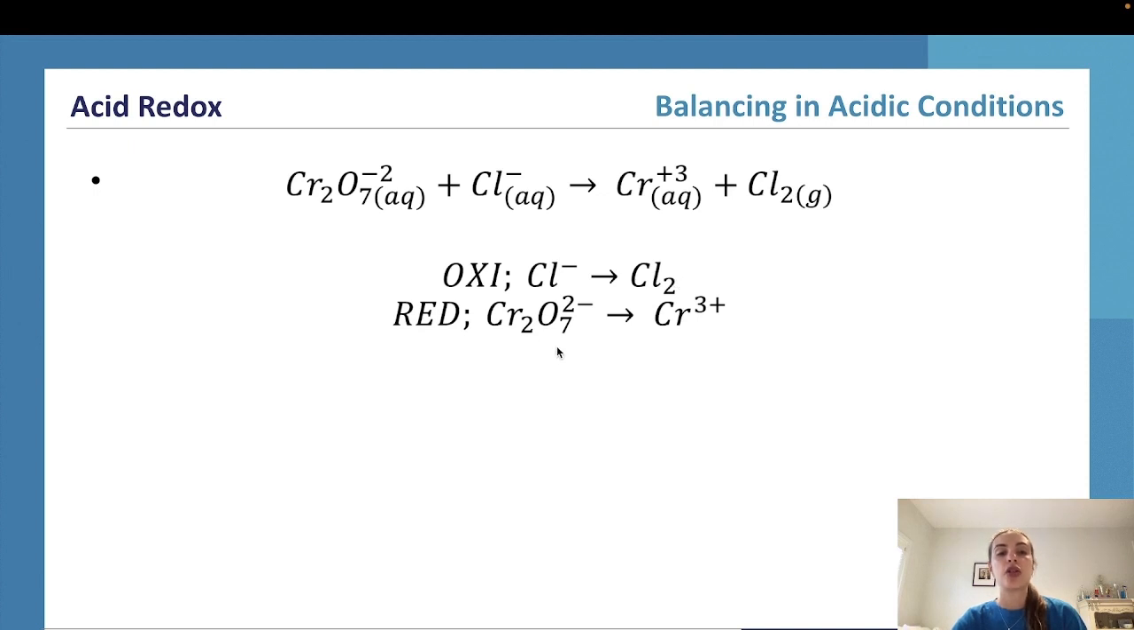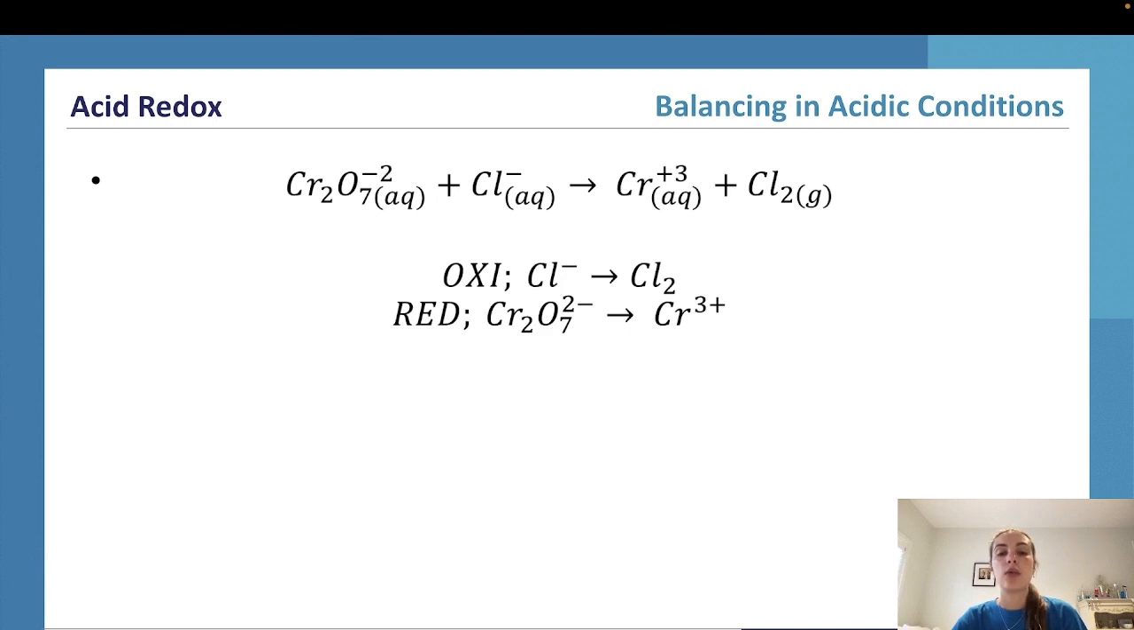Then with our reduction, this one's a little bit different in that we can see we don't have oxygen on the other side of the reaction. We've only got oxygen on the reactant side. So we know it's not oxygen which is participating in this particular reaction, but we do need to look at how the oxygen contributes to this.